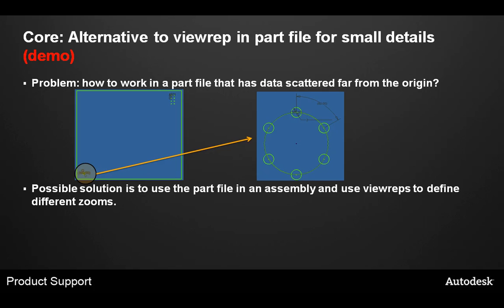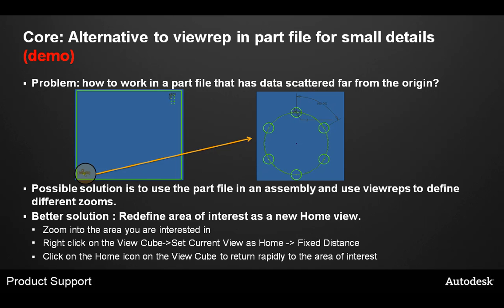A possible solution is to put the sketch and the part that contains the sketch inside an assembly and use the assembly viewrep mechanism to store zoom factors. But that's a very convoluted workaround. I think a much better solution is to redefine the area that you're interested in by using the home view command in the view cube.